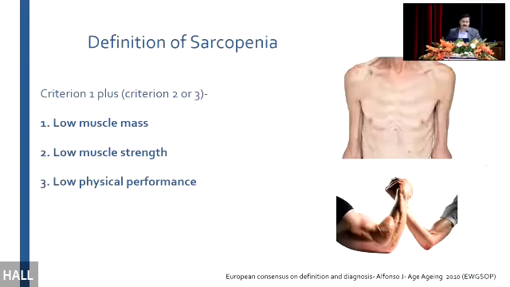So let's look at the definition of sarcopenia. This is all extrapolated from the geriatric population. In 2010, the European consensus guidelines suggested that sarcopenia should be defined as low muscle mass with either low muscle strength or low physical performance. But over a period of time, they realized that this is not enough.